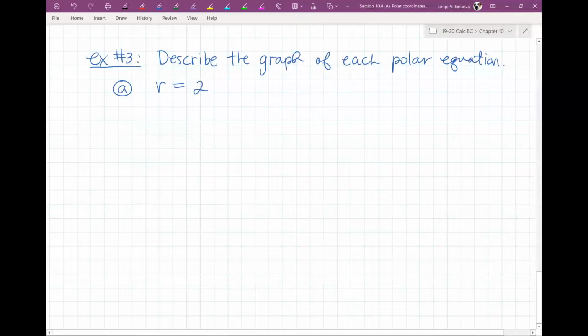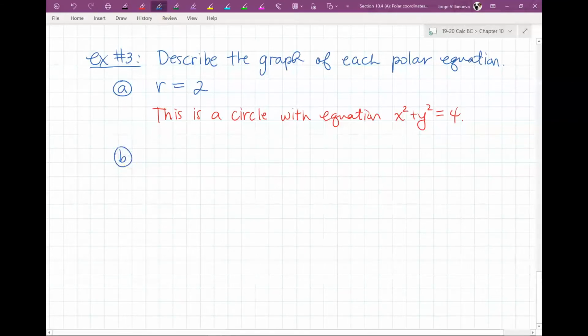So if you plot every single point that's 2 units away from the origin at every single possible angle, what you're going to end up getting is something circular, right? So this is going to be a circle. All right. So this is a circle with equation x squared plus y squared equals 4. All right.